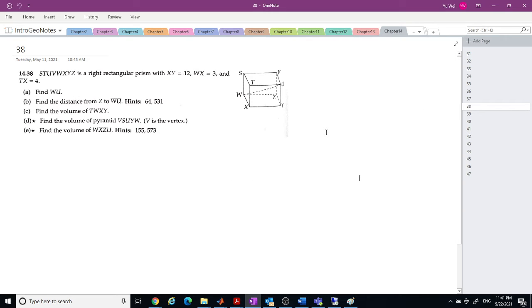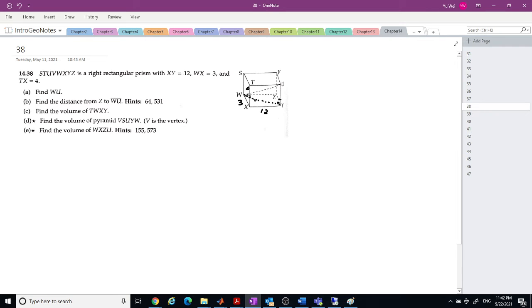Next, we have the STUVWXY, a right regular prism, with XY of 12, and this one is 3. It's a rectangle, it's 90 degrees, and TX is equal to 4. Then find WU. Finding WU is really simple, so we can connect this line, right?